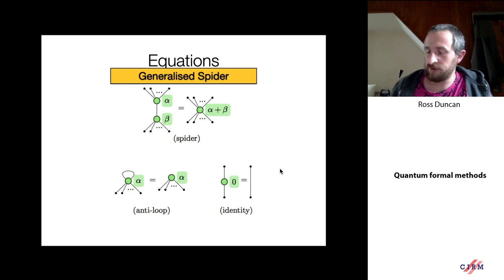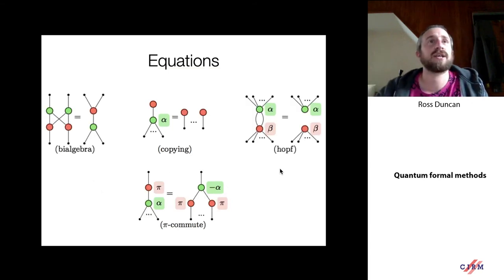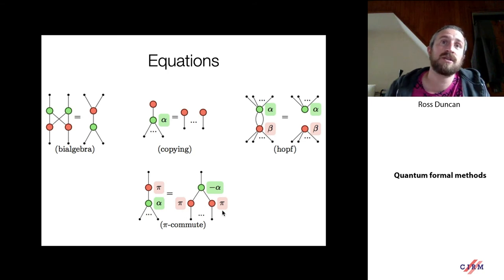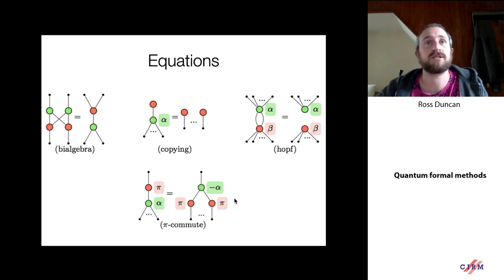The second set of rules are all about the interaction of the two colors. And you might recognize here some of the rules from the equations of a Hopf algebra, a bit generalized to take into account the phases, but nothing very surprising here. So we have this rule, this is a bialgebra. You have the ability of green dots to copy the red dots, and red pi to commute with green copy at the cost of flipping the angle. And again, if you think about the standard commutation relations, you'll see that this is true again.